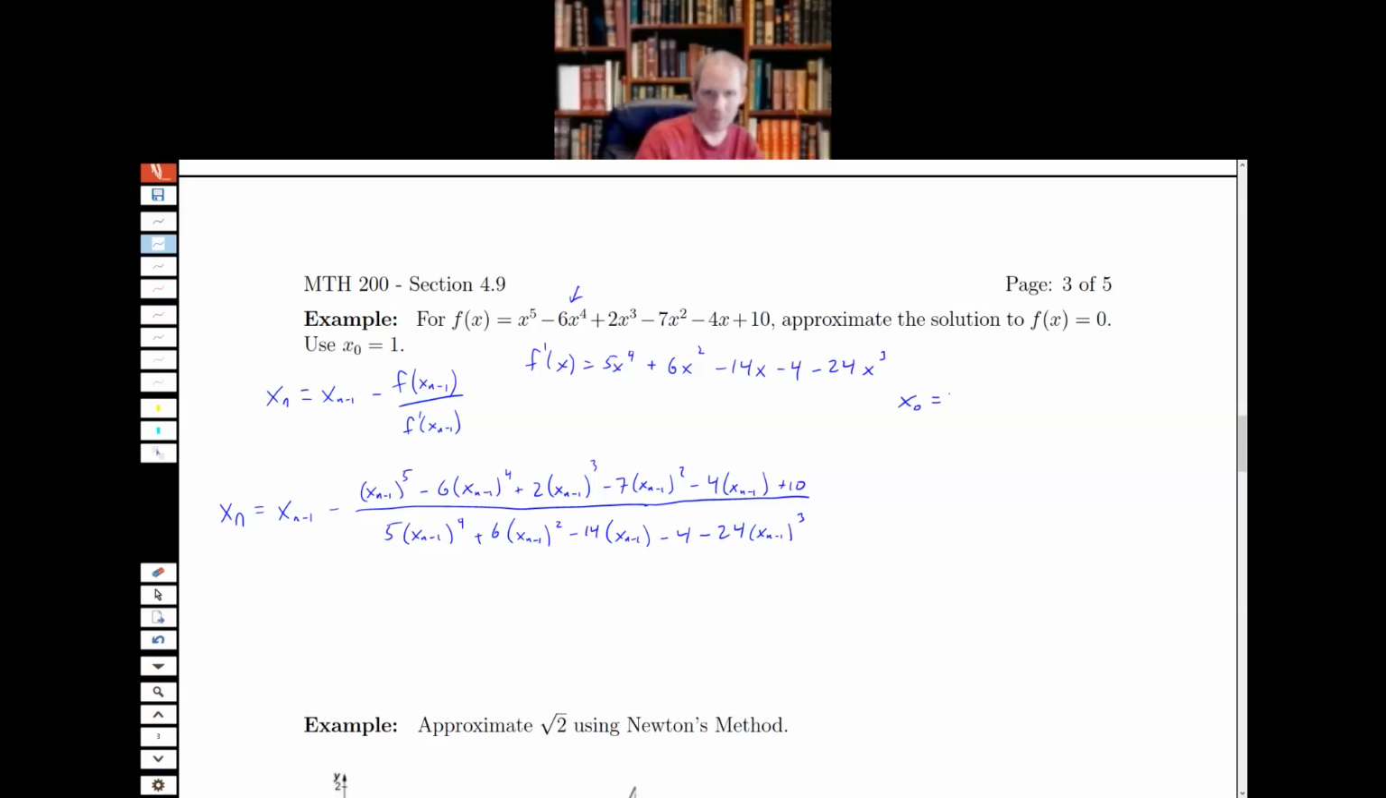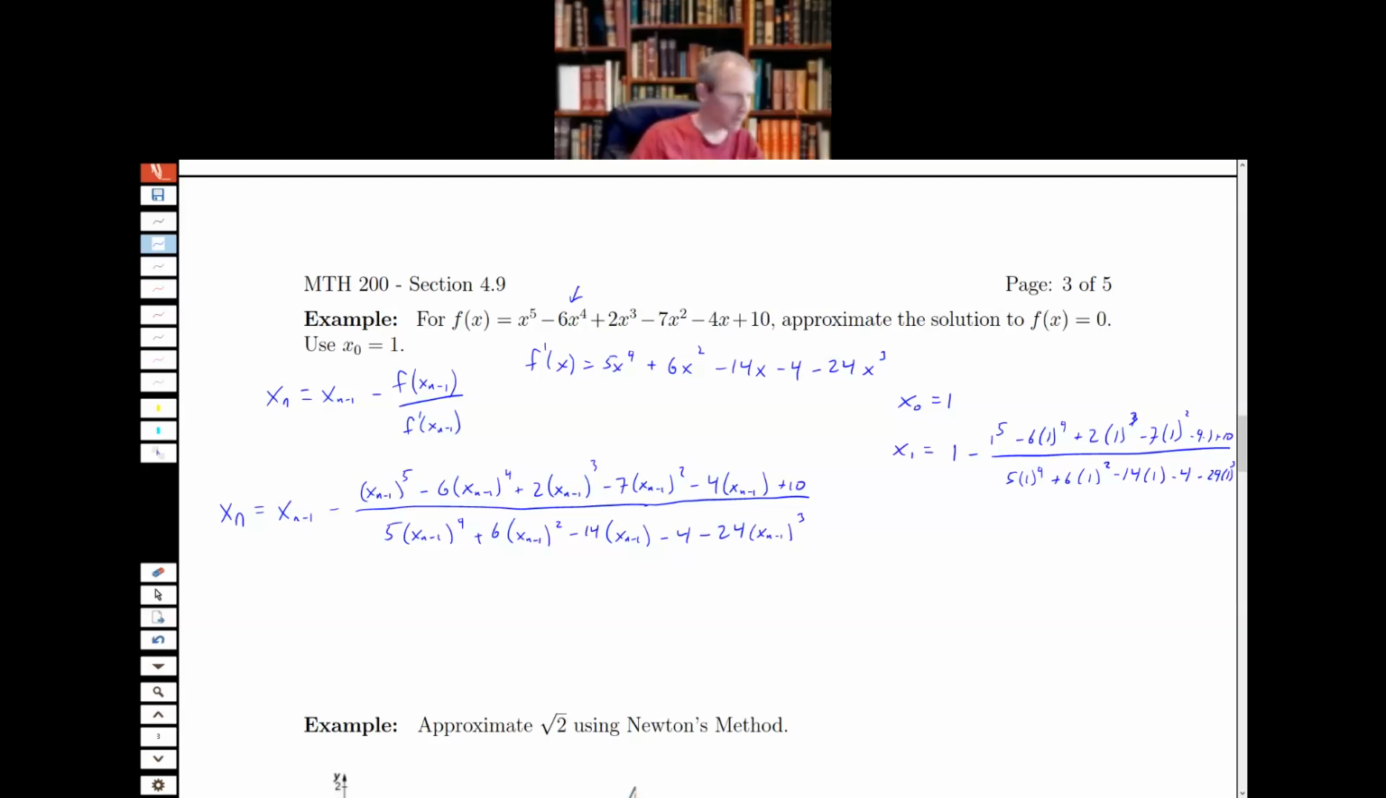When x0 is equal to 1, then x1 is, I'm going to plug 1 in to this whole thing. So I get 1 minus 1 to the fifth minus 6 times 1 to the fourth plus 2 times 1 cubed minus 7 times 1 squared minus 4 times 1 plus 10 over 5 times 1 to the fourth plus 6 times 1 squared minus 14 times 1 minus 4 minus 24 times 1 cubed.